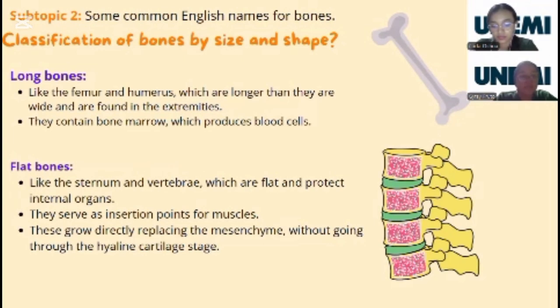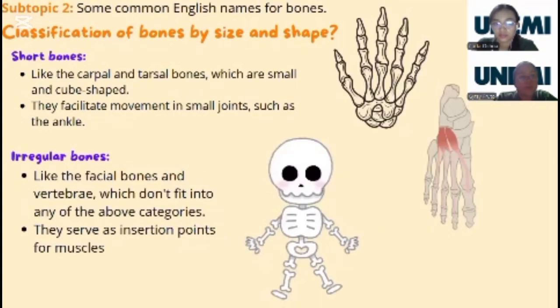They grow by directly replacing the mesenchyme without going through the hyaline cartilage stage. Short bones, like the carpal and tarsal bones, are small and cube-shaped. They facilitate movement in small joints. Irregular bones, like the facial bones and vertebrae, don't fit in any of the above categories. They serve as insertion points for muscles.